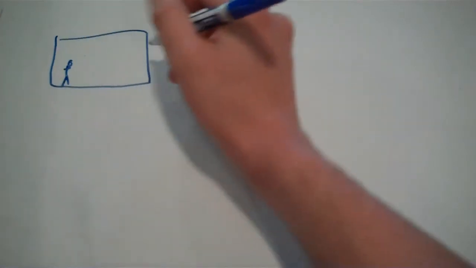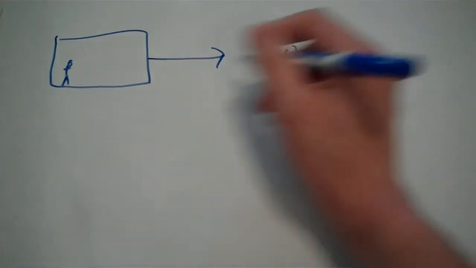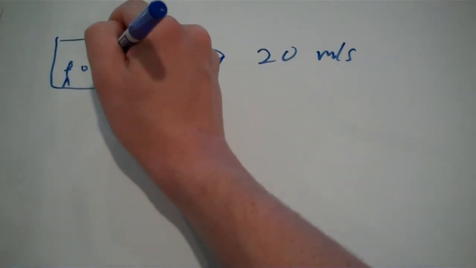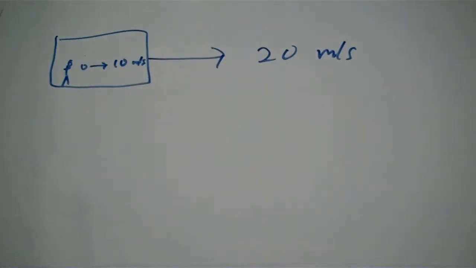Alright, so before I get into why the speed of light is constant, I'm going to explain why it's counterintuitive. So, say you're on a train. There you are. And the train is moving at 20 meters per second. You then throw a ball that is moving at 10 meters per second. So, relative to you, the ball is obviously moving at 10 meters per second.